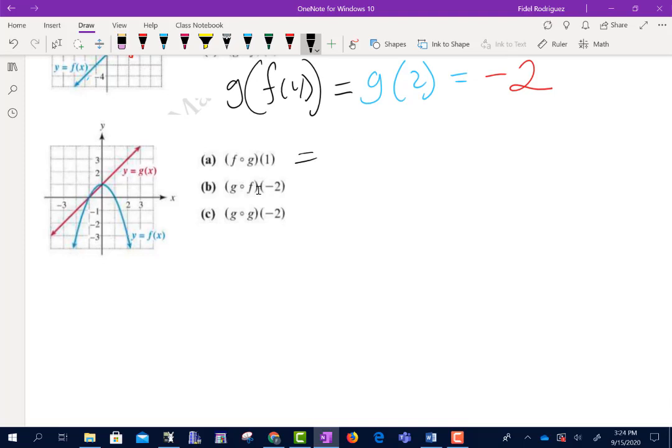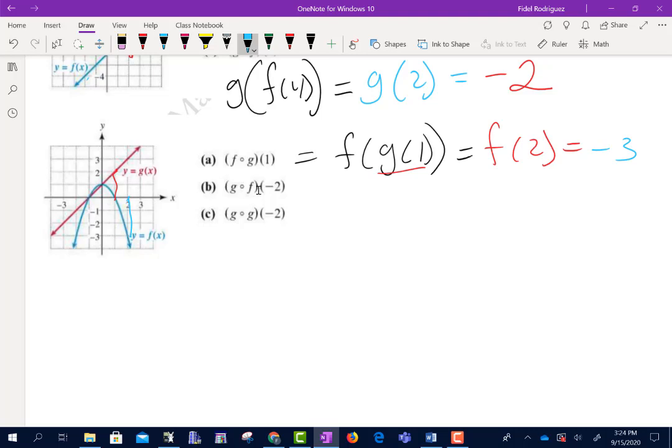Already, f of g of 1. Okay, so remember, g is the red function. So when x is 1, what's the y value? It looks like it is 2. Okay. When x is 2, what is the y value for f? Minus 3. Okay.